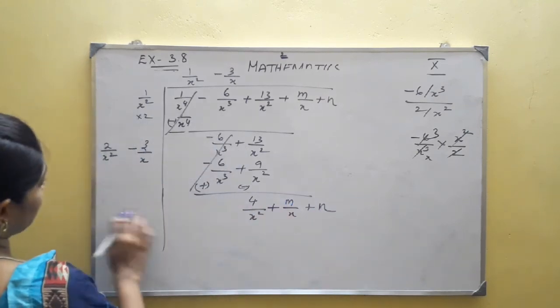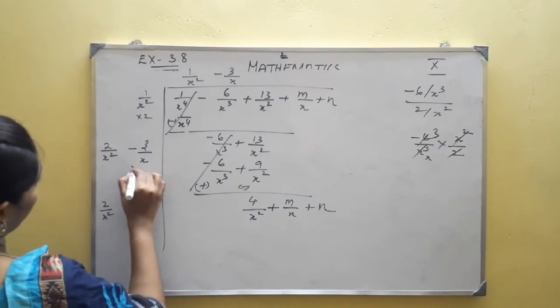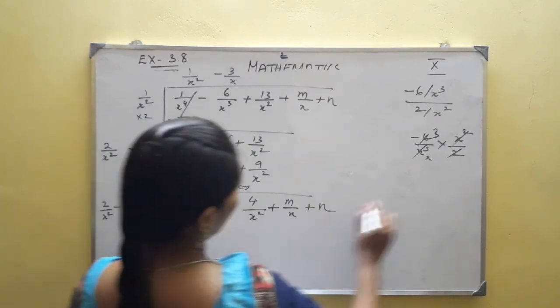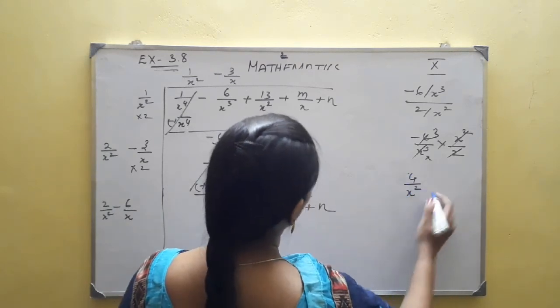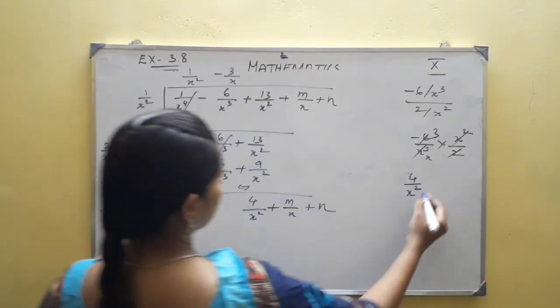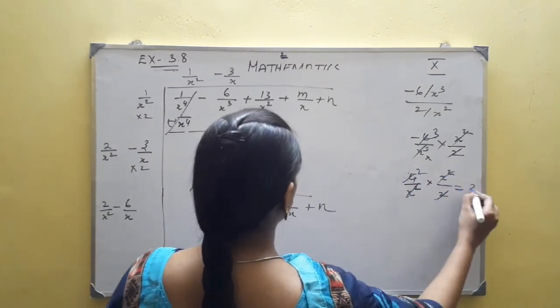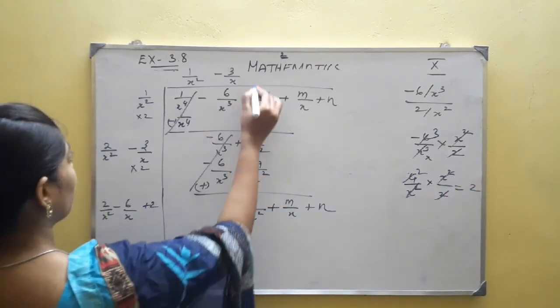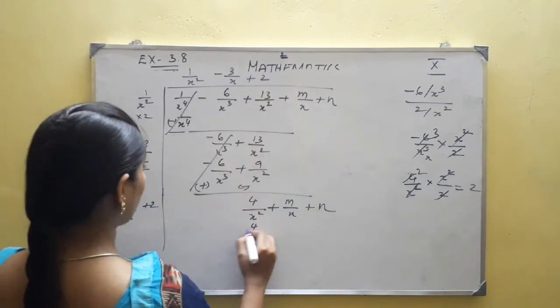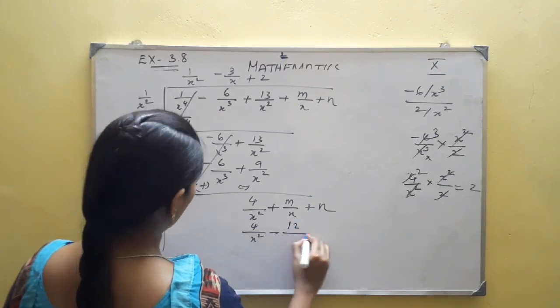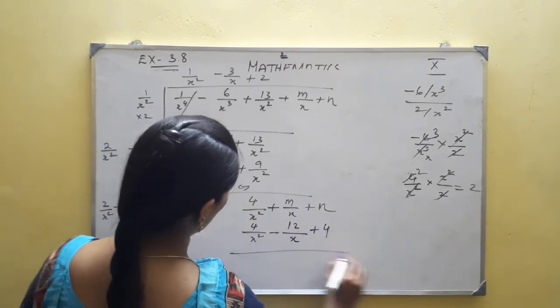Now we need 3 terms over here. 2 by x square, multiply this by 2, you will get 6 by x. What's supposed to come here, no? 4 by x square. Here you will get a fraction, no? Just reciprocate and multiply. 2 times gives me 2. So plus 2 plus 2. 2 2s are 4 by x square minus 6 2s are 12 by x plus 2 2s are 4.